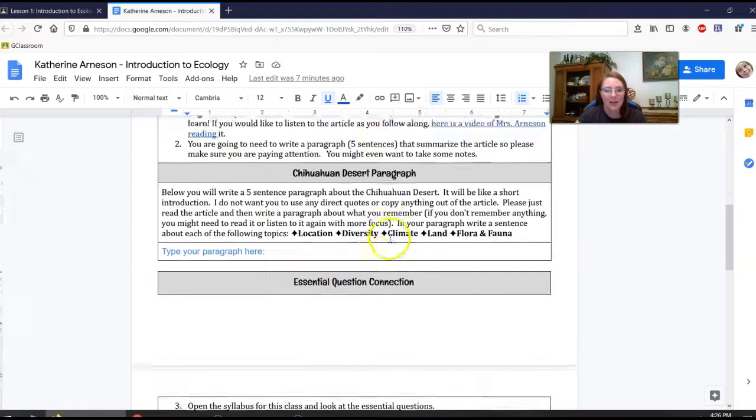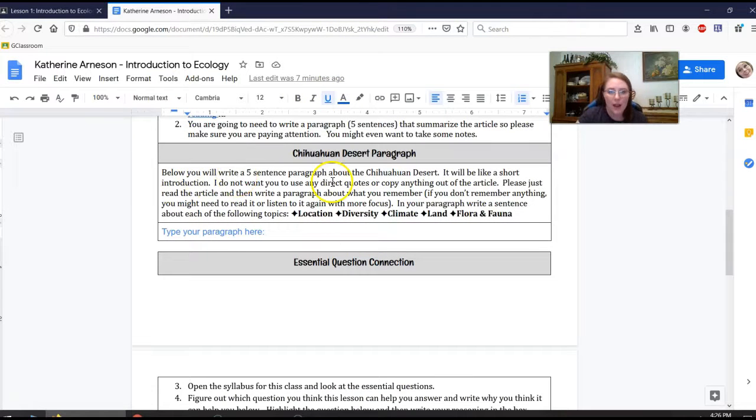Okay, let's go back and it says, below you will need to write a 5-sentence paragraph about the Chihuahuan Desert. It will be like a short introduction. I do not want you to use any direct quotes or copy anything out of the article. Please just read the article and then write the paragraph about what you remember.